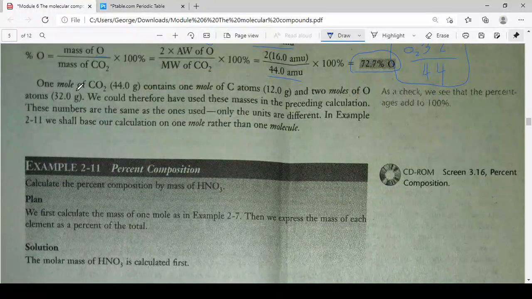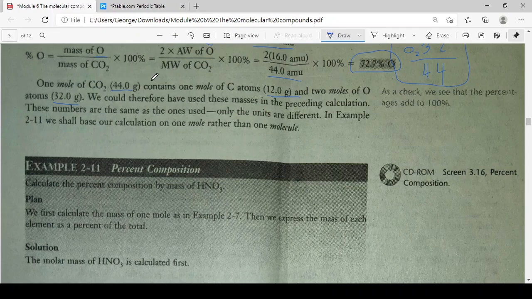So 1 mole of your carbon dioxide is 44.0 grams, and it contains 1 mole of your carbon atom, which is 12.0. 2 moles of your oxygen atom is 32 grams. So we could therefore have used these masses in the preceding calculation. Again, I got 12 from the periodic table. The 44, I got it by adding the atomic weight of carbon and of dioxygen, or the two oxygen atoms. And then I got 32, of course from the periodic table, 16 times 2 is equal to 32.